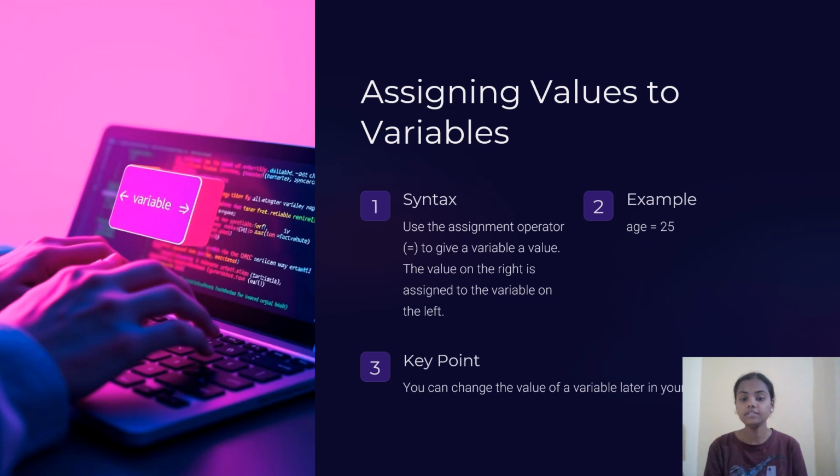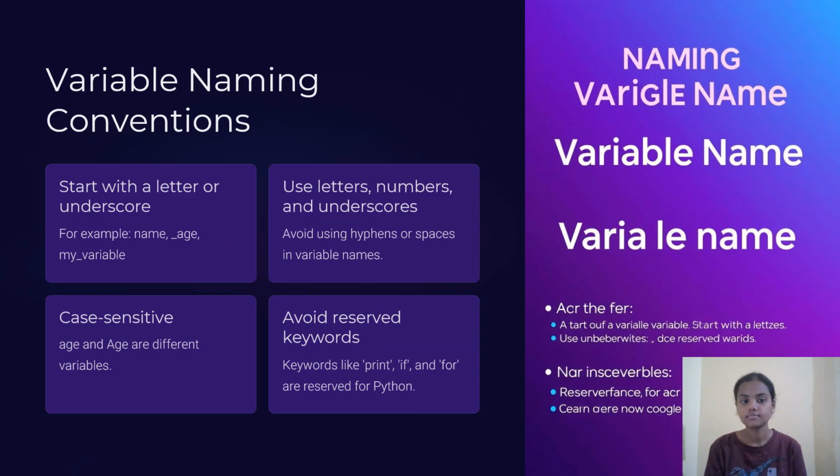Now, assigning values to variables. Syntax: use the assignment operator, the equals sign, to give a variable a value. The value on the right is assigned to the variable on the left. For example, age = 25. You can change the value of a variable later in your program.